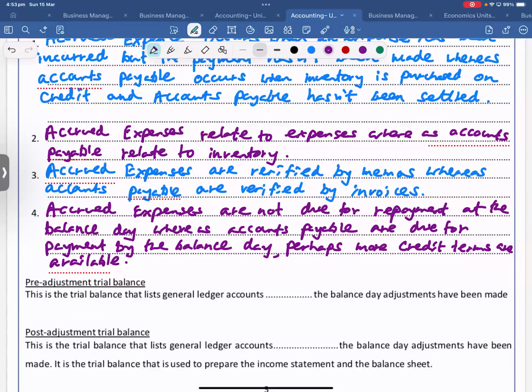Make sense? So if you have transferred all your revenues and expenses to the profit and loss summary, and then you prepare a trial balance, then you don't have revenues and expenses, do you? You will have only profit and loss summary. You can't make the income statement.